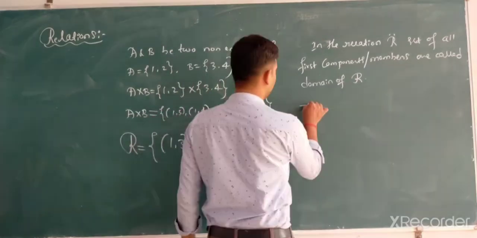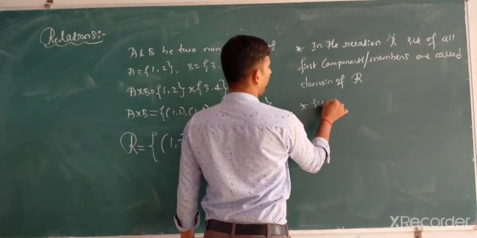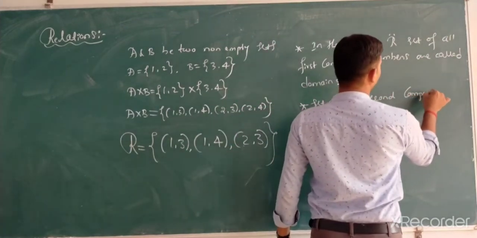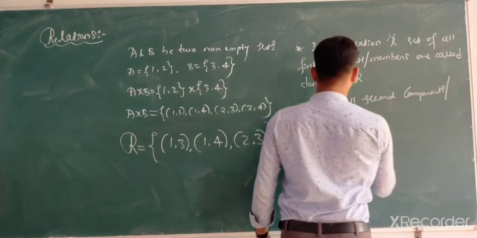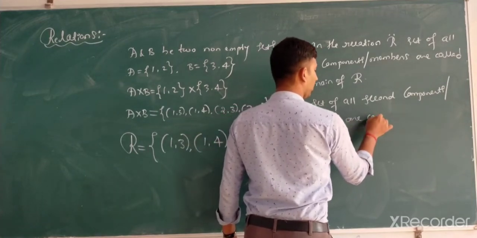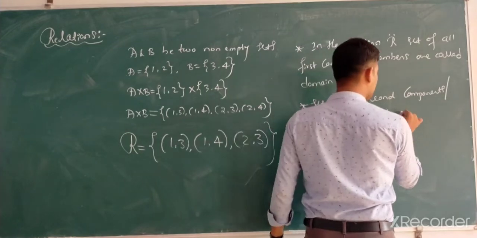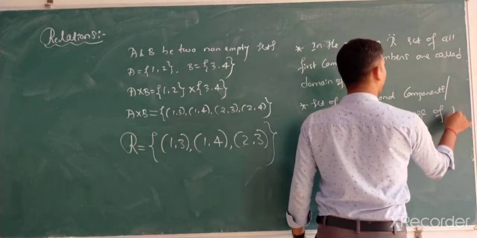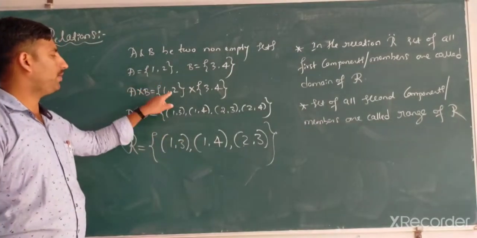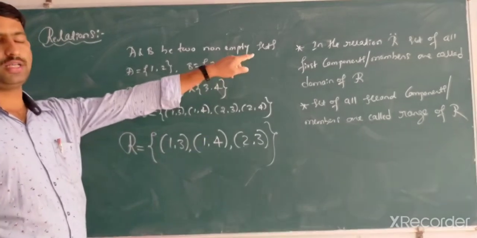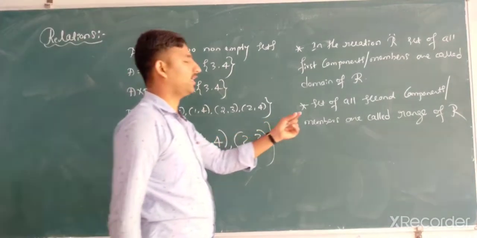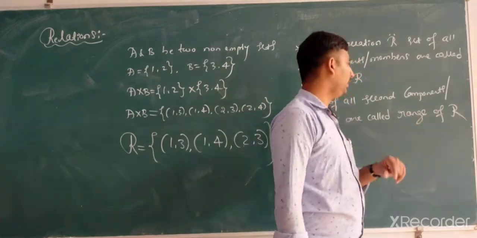And the set of all second components or members are called the range of R. The set of all first members or components of the relation capital R is called the domain of the relation capital R, and the set of all second components or members are called the range of the relation R.